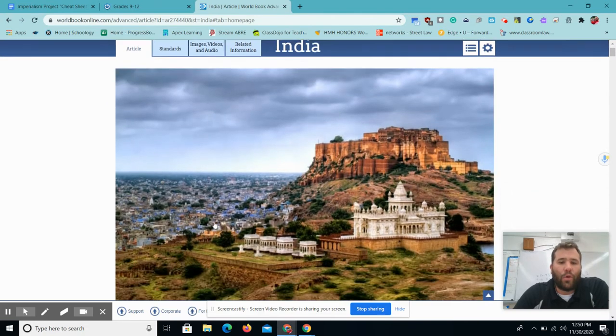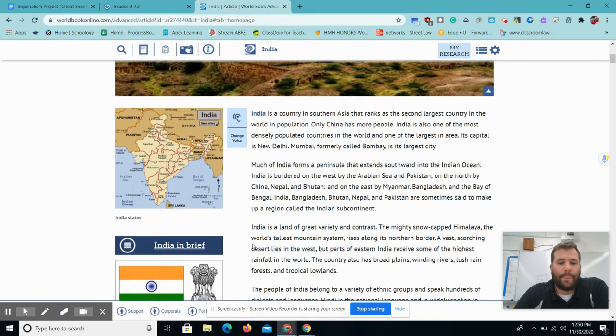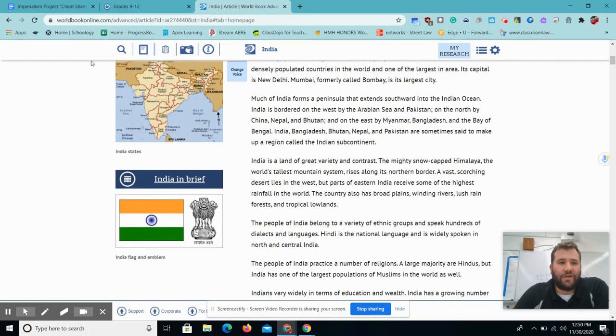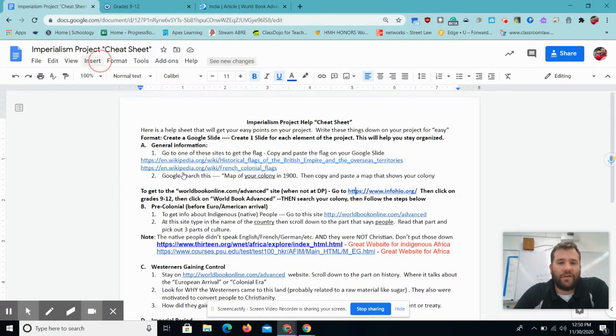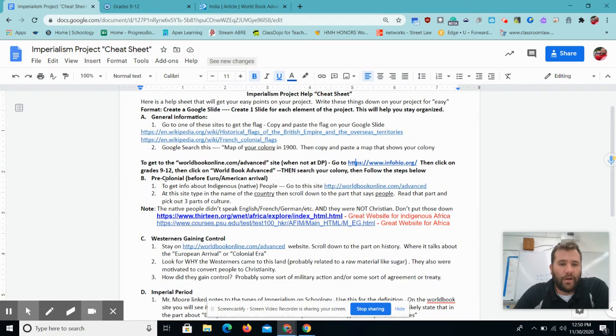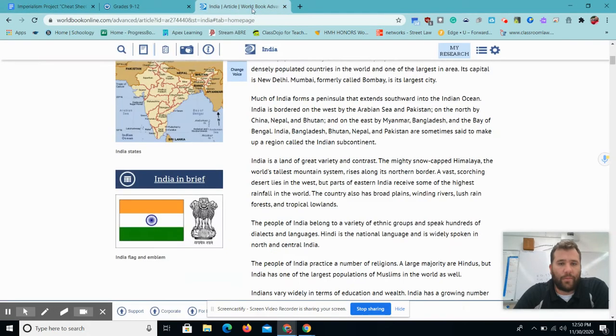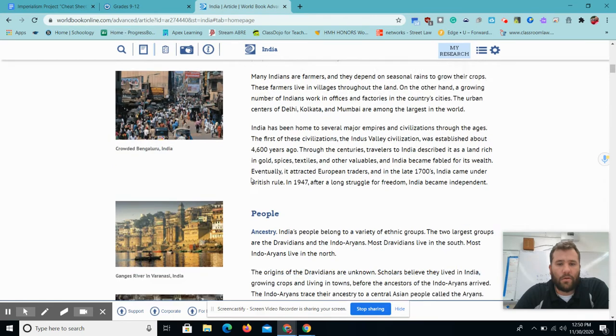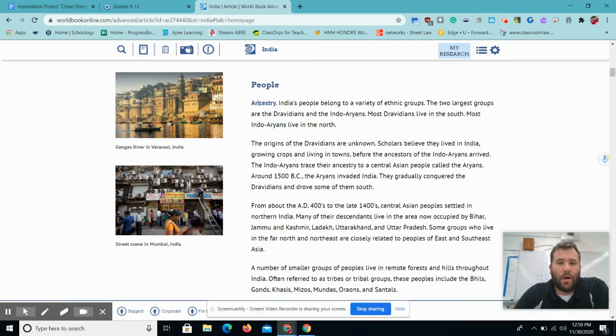Right? Now, where you find information, if you look on the cheat sheet, like I'll go back to the cheat sheet, you can see how to get information. So for this first part here, pre-colonial, native people. How do we find the native people? We'll look at the part that says people. So scroll down. Oh, people. All right, so there's ancestry. Indians people belong to many different ethnic groups. The two largest groups are the Dravidians and the Indo-Aryans.